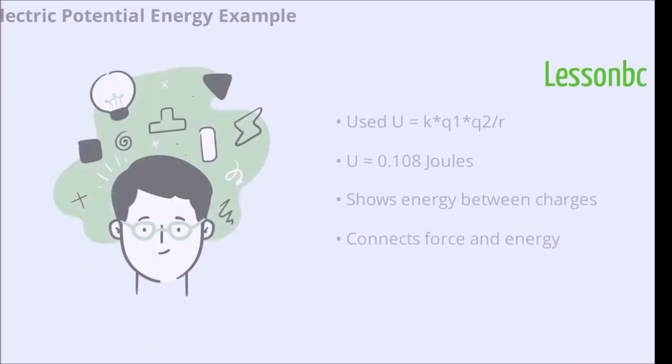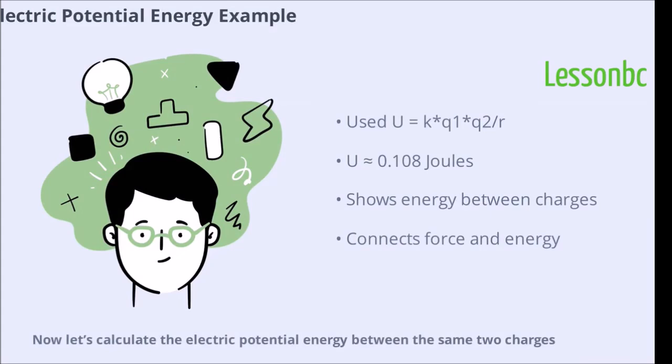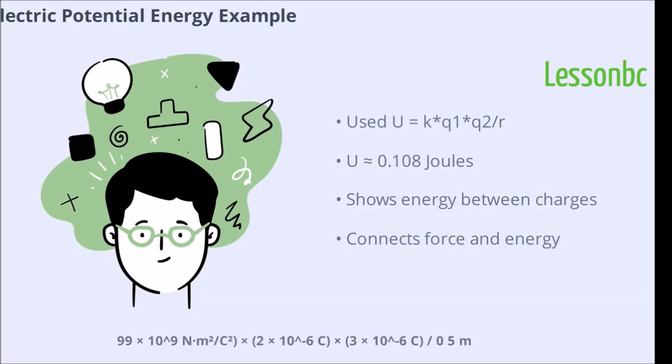Now let's calculate the electric potential energy between the same 2 charges. The formula is U equals K Q1 Q2/R, substituting the values. U equals 8.99 times 10^9 Nm²/C² times 2 times 10^-6 C times 3 times 10^-6 C divided by 0.5 m. This results in U equals 8.99 times 10^9 times 6 times 10^-12 over 0.5, which simplifies to U approximately 0.108 J. This value represents the work needed to bring the charges from infinity to their current separation.